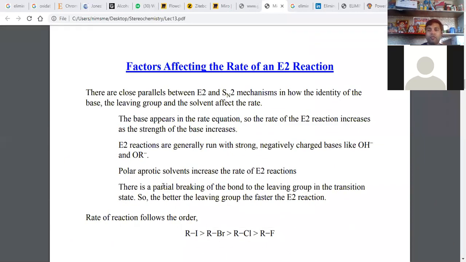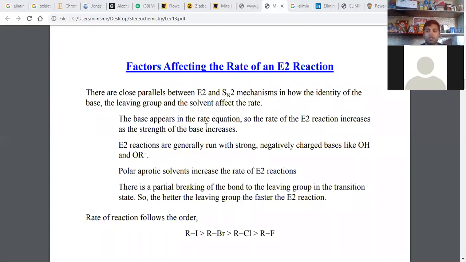Now, a few things which we have to remember. Factors affecting the rate of an E2 reaction. What are the factors upon which the E2 reaction or E2 mechanism depends? There is a close parallel between E2 and SN2, as we have discussed. They are similar to each other.